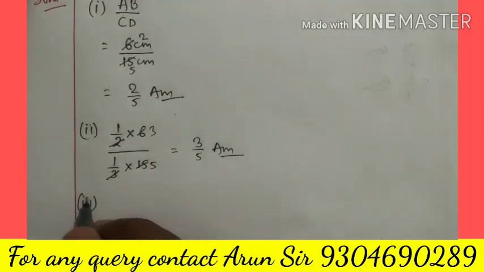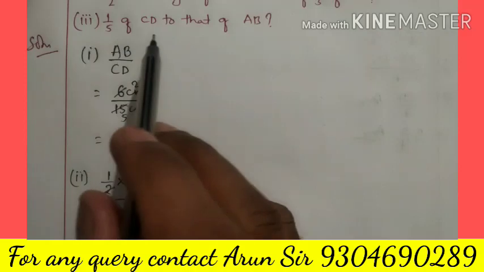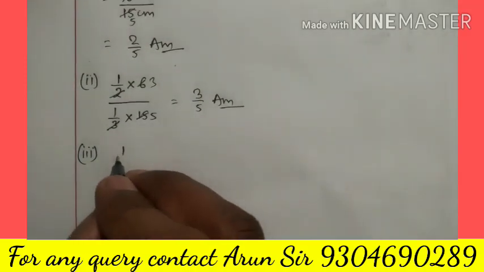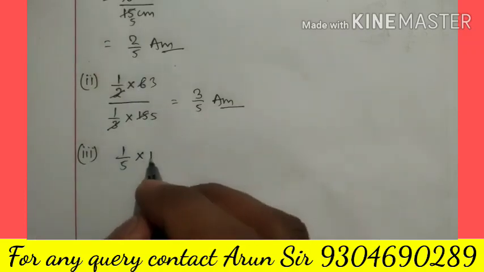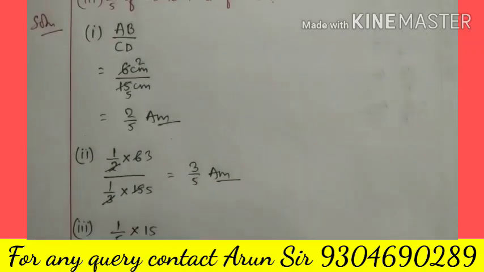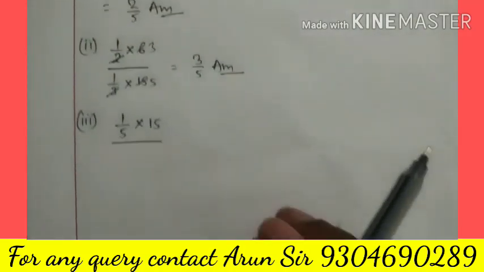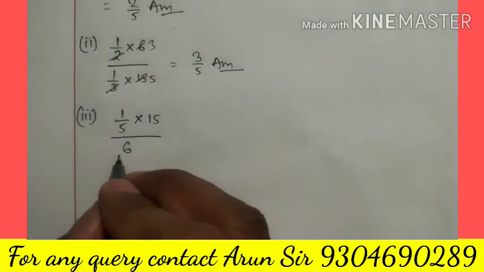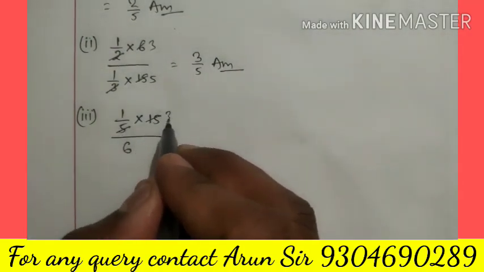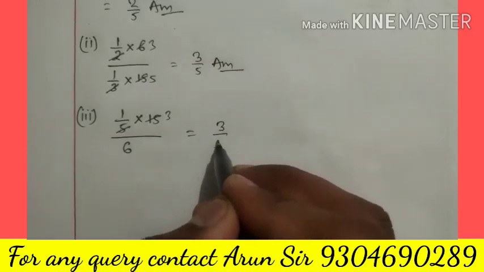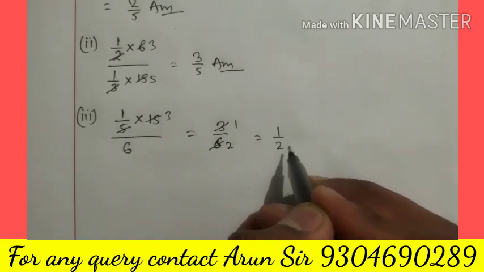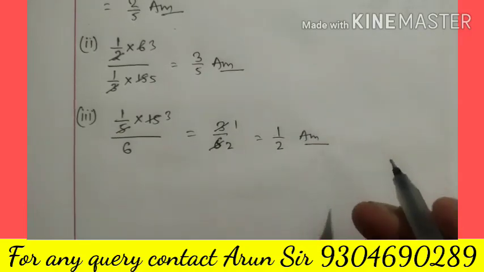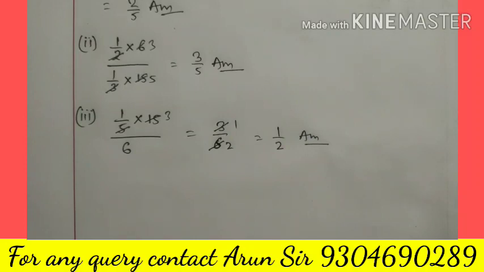Similarly, question number 3 is also saying 1 by 5 of CD. The length of CD is 15 centimeter, to that of AB. Only AB is there and the length of AB is 6 centimeter. 5 3s are 15. Now it becomes 3 by 6. 3 1s are 3, 3 2s are 6. 1 by 2 will be your answer. Hope that first question is clear to you. Next we will move to question number 2.